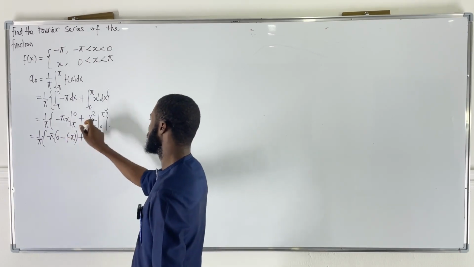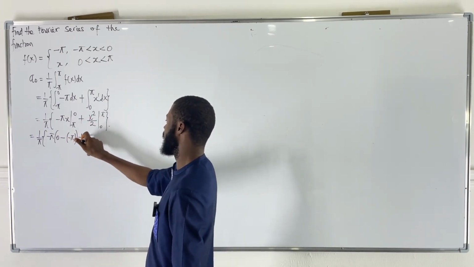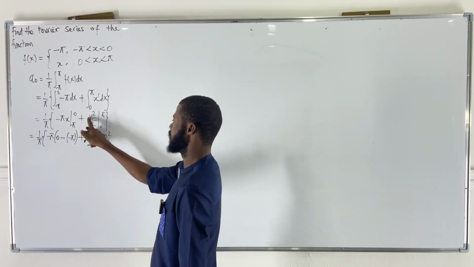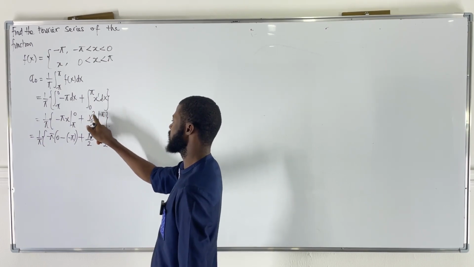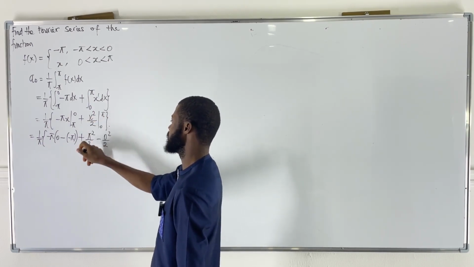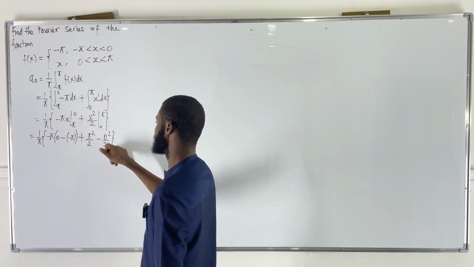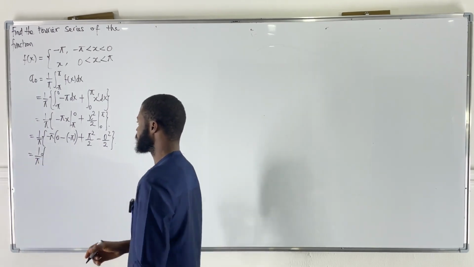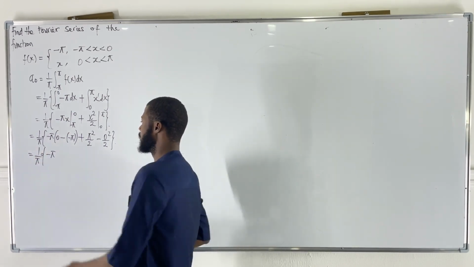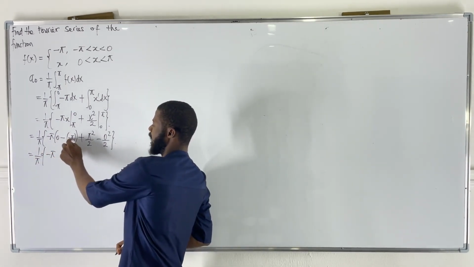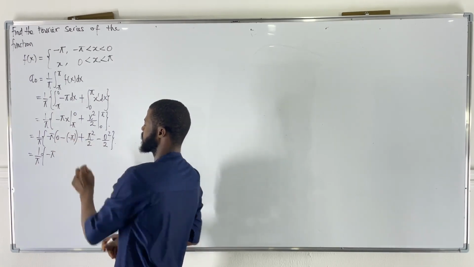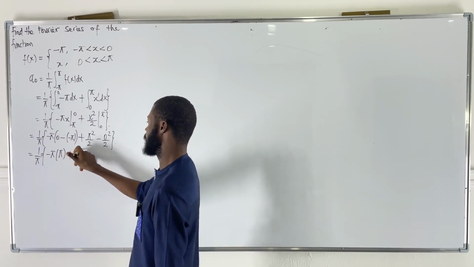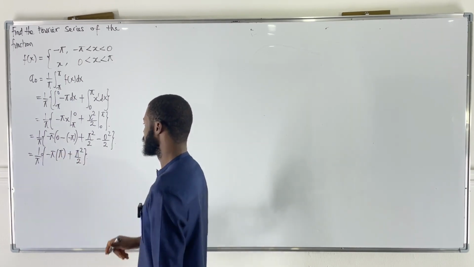And then plus, for this part, we're going to have pi squared over 2 minus 0 squared over 2. Because in the upper limit, x is pi, so we'll have pi squared over 2 minus lower limit, x will be 0. No need for a bracket. All right. So this will be 1 over pi into, now this is minus pi, minus is plus. So 0 plus pi is pi. And then we have plus pi squared over 2. So that's what we have.